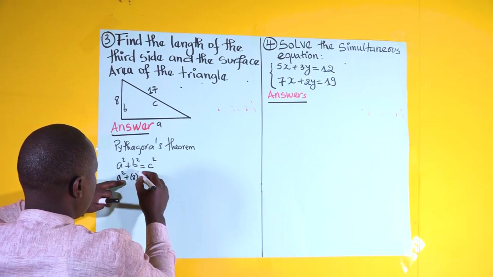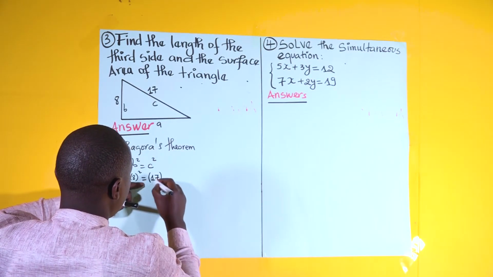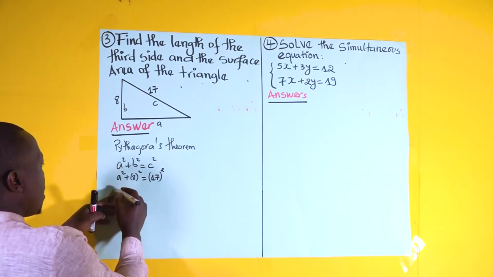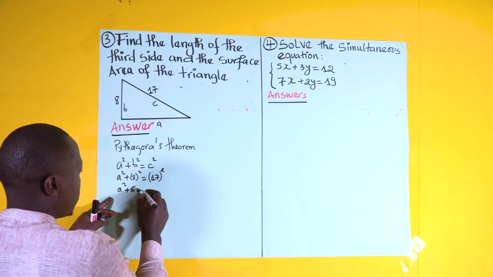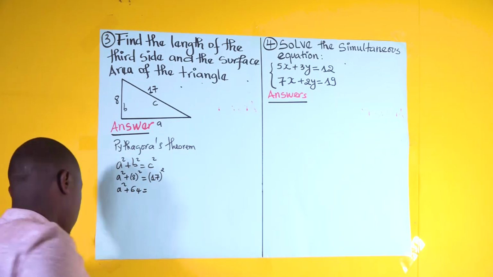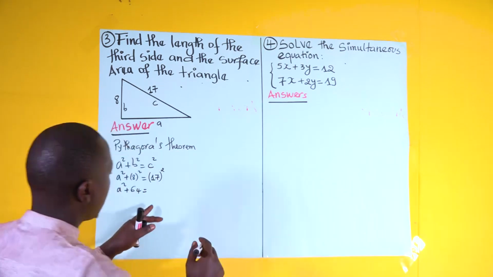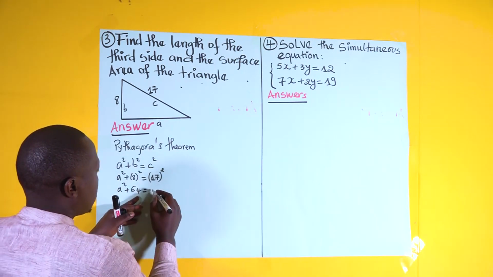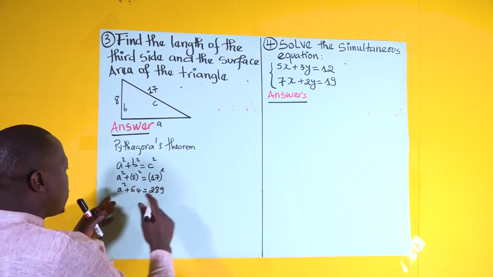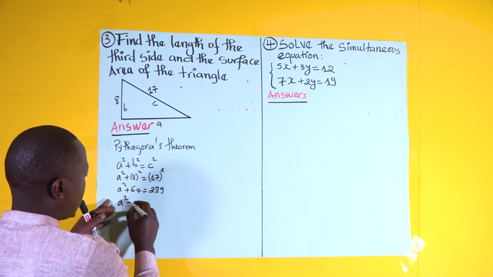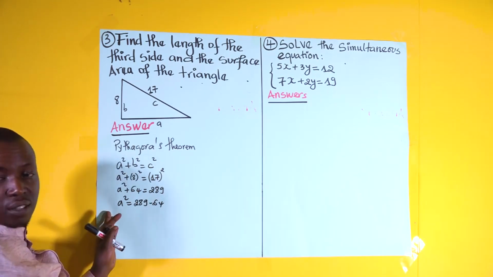We're going to take 8 squared equals 17 squared, right? A squared, it is the side that we are asked to find, plus 64. This is equal to 17 squared. Let us calculate. By calculation 17 squared is 289, right? So by taking 64 to the right hand side, it's going to be A squared equals 289 minus 64, isn't it?